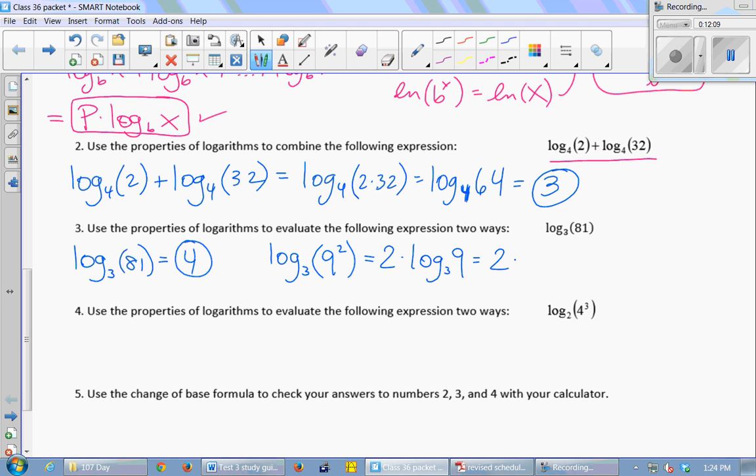And what is log base 3 of 9? 2. Yeah. So log base 3 of 9 is saying, what do you raise 3 to get a 9? 2. So 2 times 2 is 4. Same answer I got going directly.